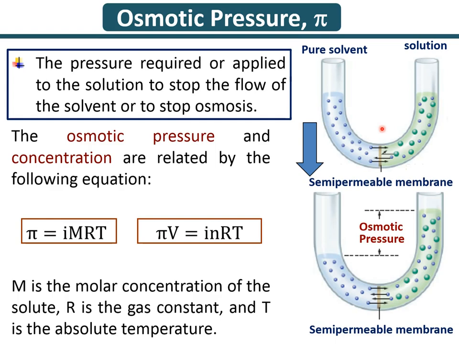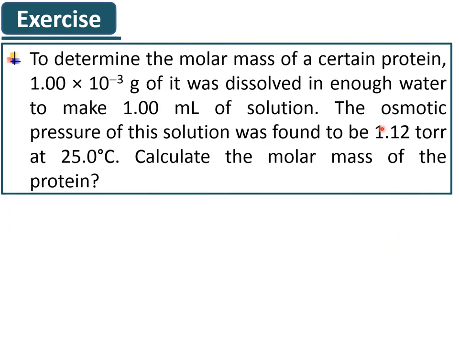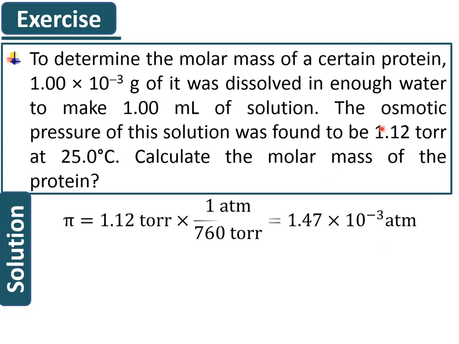So here is an exercise to determine the molar mass of a certain protein. A given mass was dissolved in enough water to make 1 milliliter. So it's giving the mass and the volume of the solution. The osmotic pressure of this was found to be 1.12 torr at this value. Calculate the molar mass of the protein.